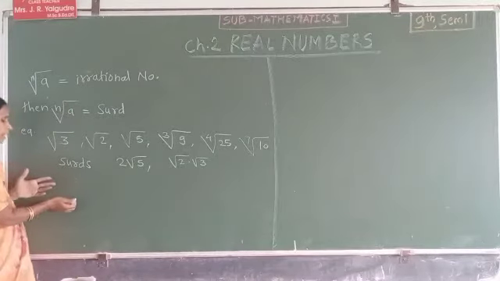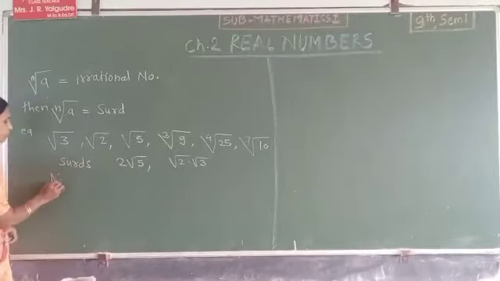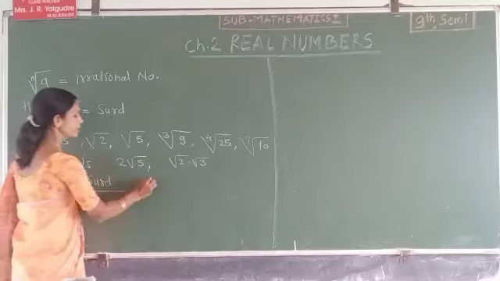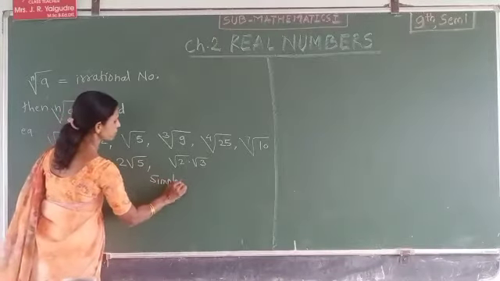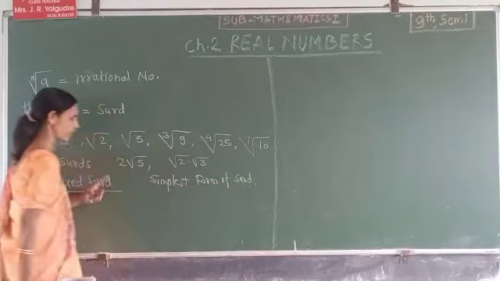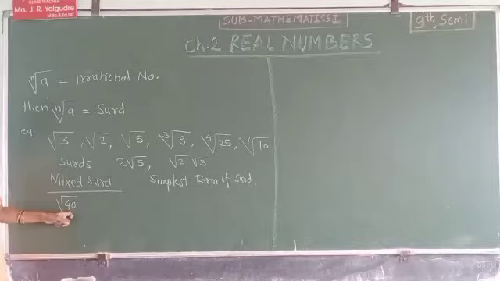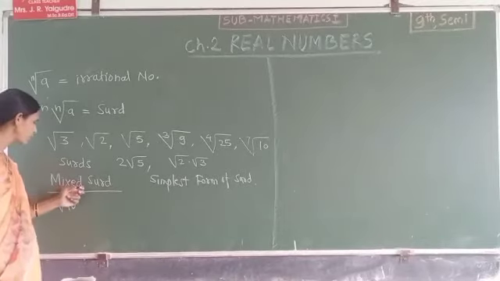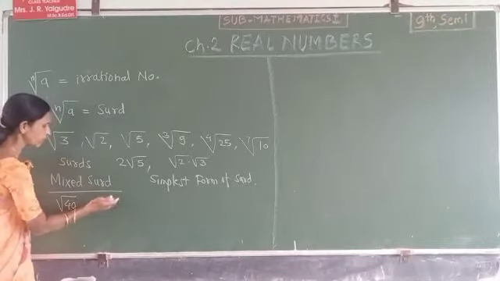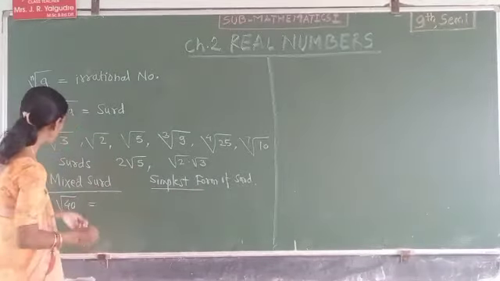root 2 into root 3 are also examples of surds. A surd can be written in two different forms, that is mixed surd and simplest form of surd. For example, root 40 is an example of a surd in the form of mixed surd. Then root 40 can be converted into simplest form.